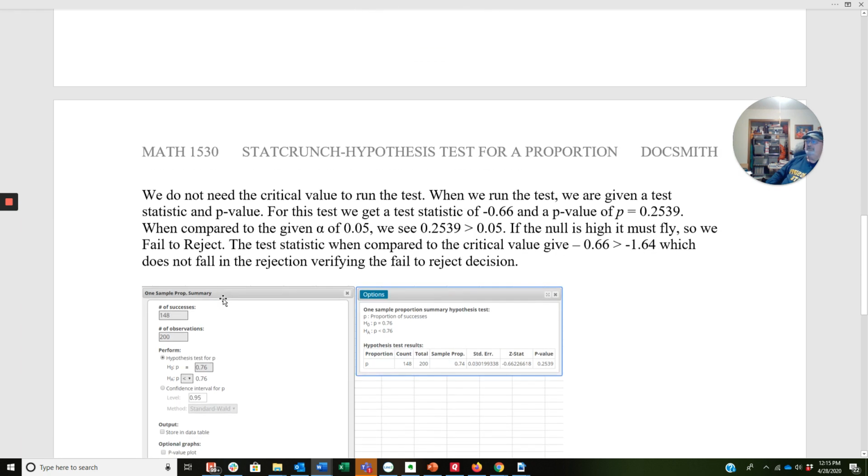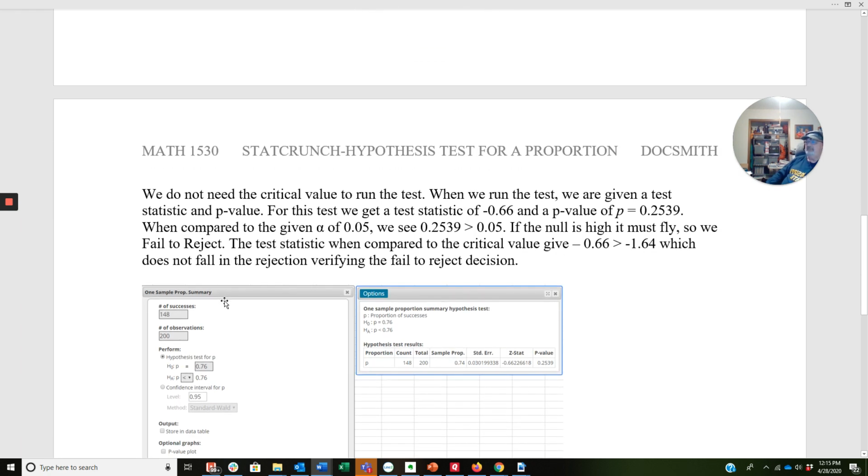Now let's look at the test statistic method, because it will always agree. When we compare the test statistic to the critical value, we get negative 0.66, which is greater than negative 1.64. On the negative side, I know that gets a little bit tricky, but if we were to graph this, we would see it falls on the number line to the right of this value, which means it is not in the tail and not in the rejection region, which verifies that we are going to fail to reject.